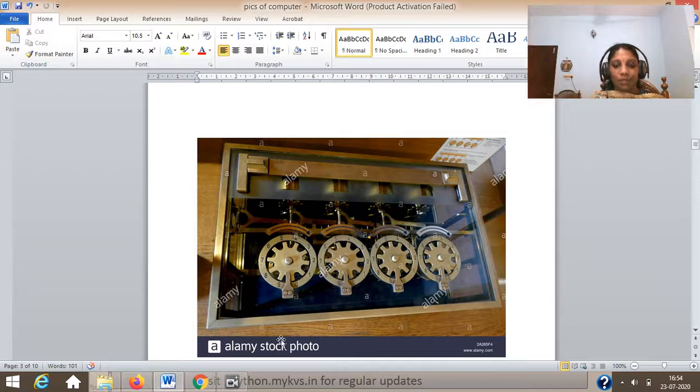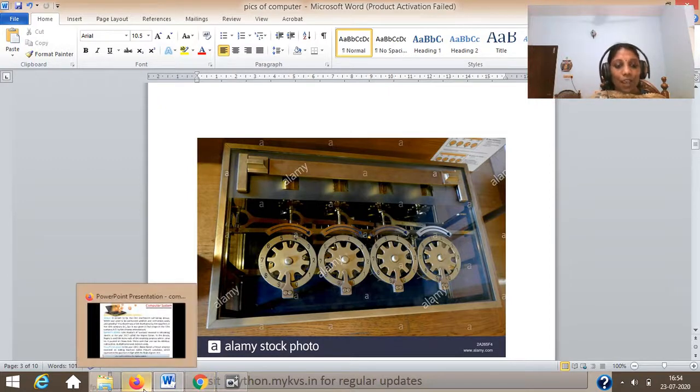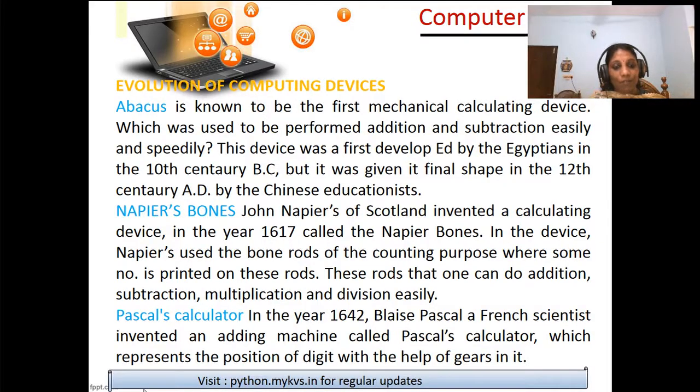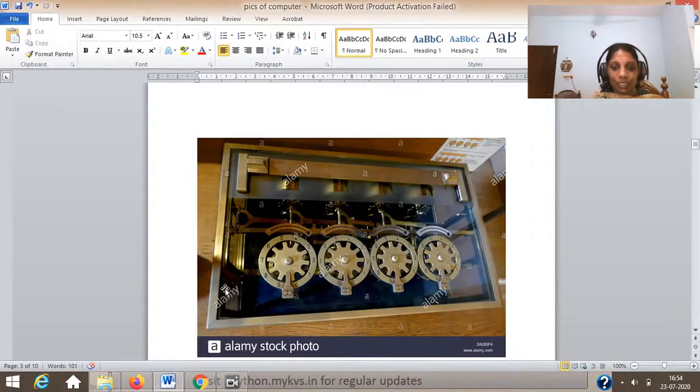See, once again, it was this one, which represents the position of digits with the help of gears in it. You can see some gears and some numbers plotted on each. With the help of the gear movement here, it performs calculations with bigger numbers. So these were the evolution from where the concept of computer came.